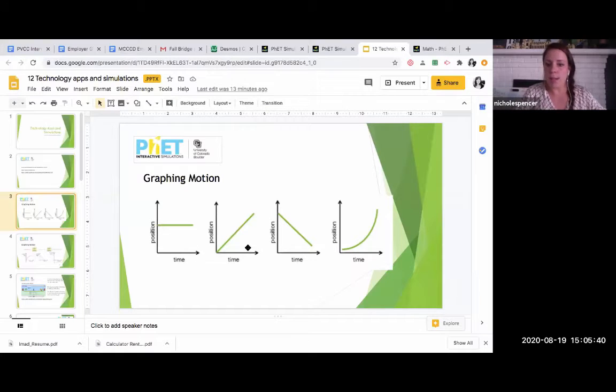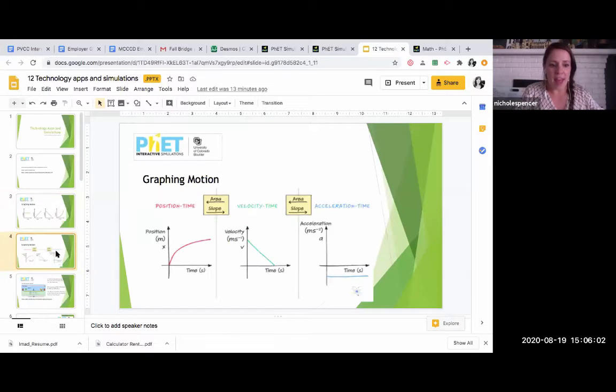But it gets confusing when students are just looking at a graph and I ask them, what is happening here? What is the object physically doing? There's a lot of confusion, especially when we look at graph 3 and we have a negative slope, and most often students will think that means that an object is slowing down.